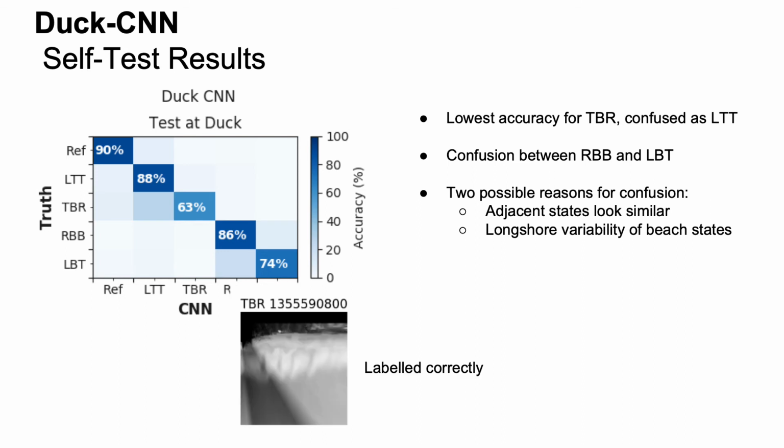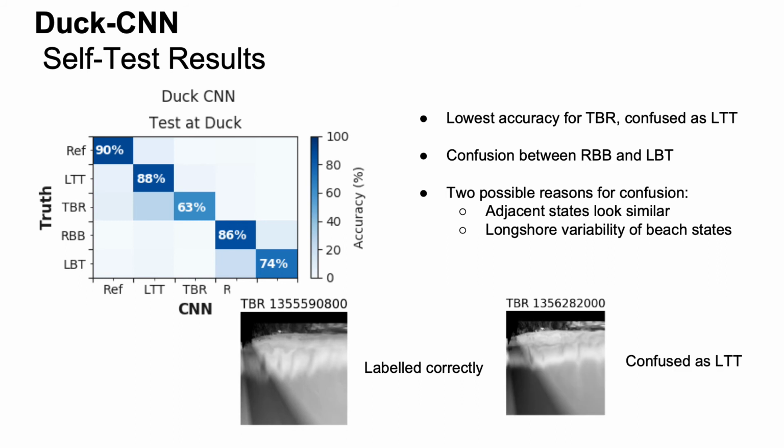So, for example, here's a transverse bar rip state, and in this state, we have exaggerated rip channels. This is also a transverse bar rip state, but the rip currents aren't as exaggerated, and some of them are filled in to start establishing a bit of a terrace. So in this case, this is TBR, or transverse bar rip, but it's somewhat low tide terrace-y, and these were the images that were confused as low tide terrace. And these images, the ones that had really well-defined rip currents, were labeled correctly.